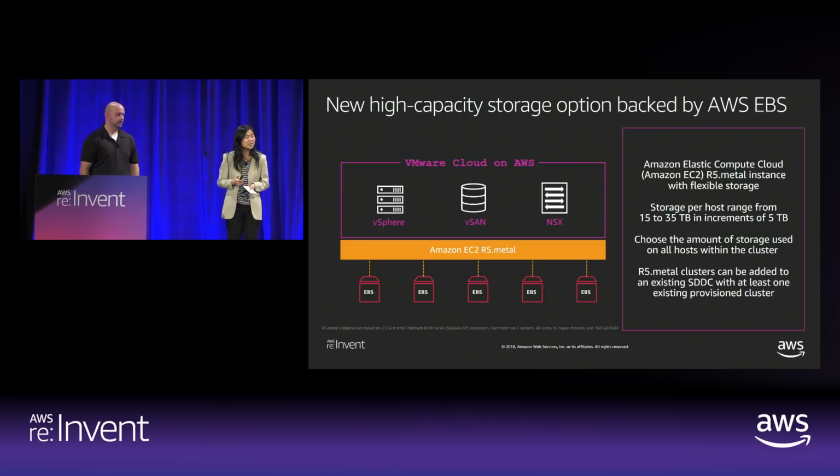And one key characteristic for R5 is that the storage option is vSAN backed by EBS. What that really means is it gives you a much better price performance ratio if you happen to have one of these storage heavy workloads. You can increase your storage per host from 15 to 35 terabytes, and you don't have to go all the way there. You can increment in 5 terabytes each time.